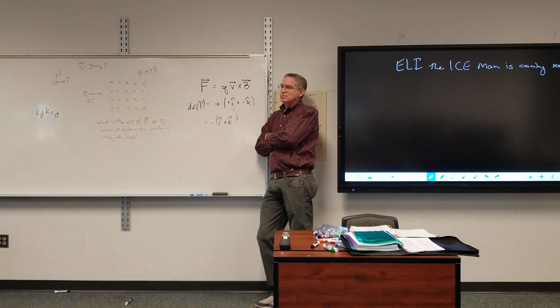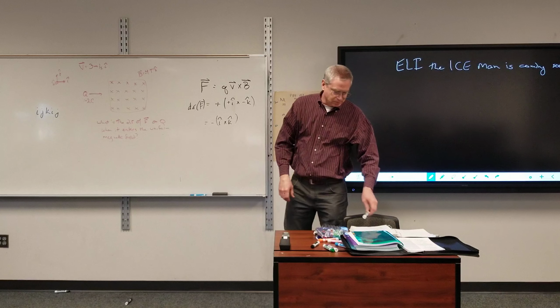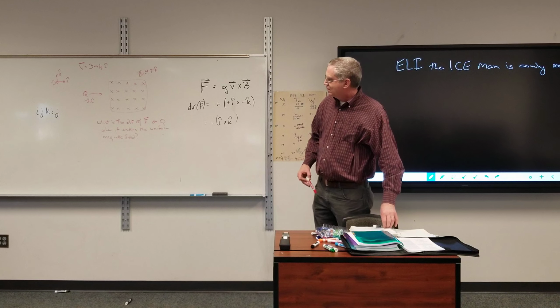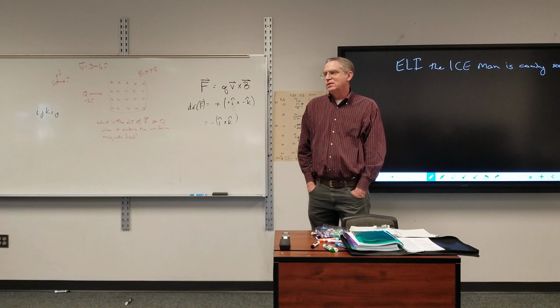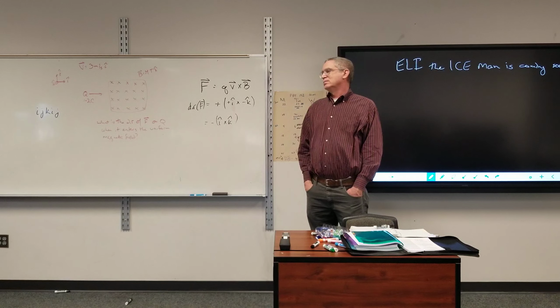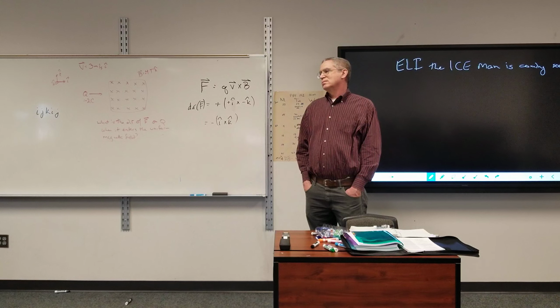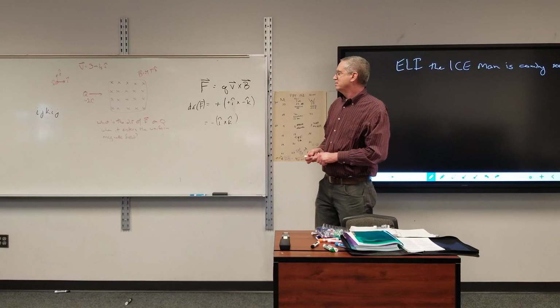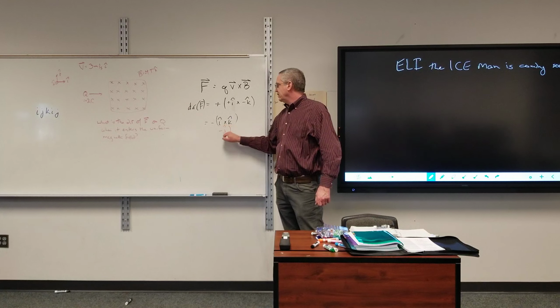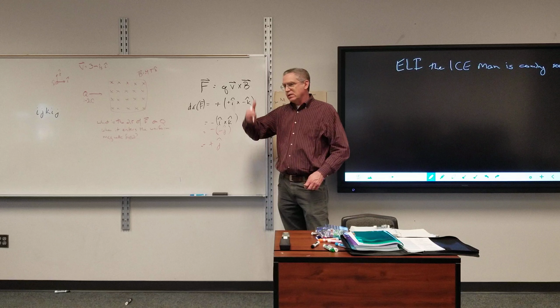Wait, so if K cross I is the negative of... no, if K cross I is J, K cross I is J, then the opposite of that would be I cross K is negative J. So that's negative J hat, which ends up being a positive J hat in the end.